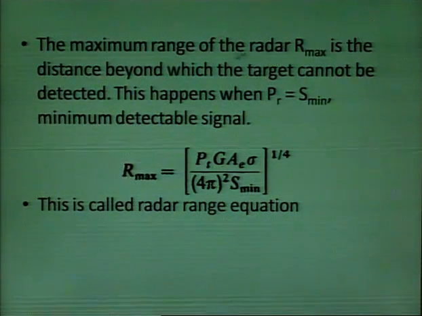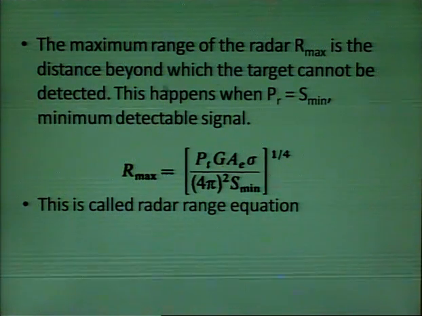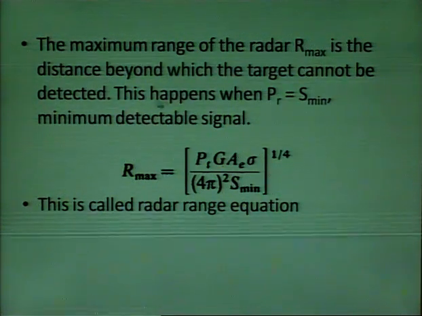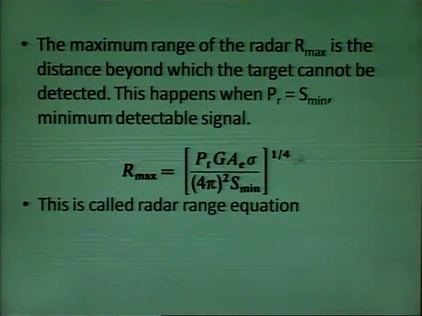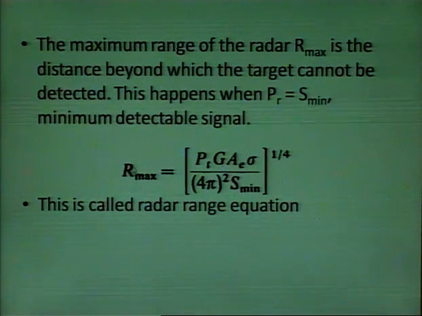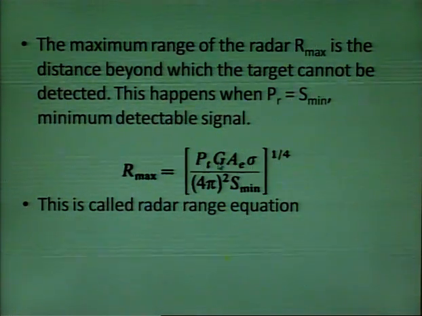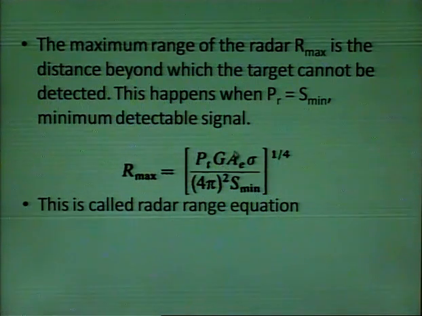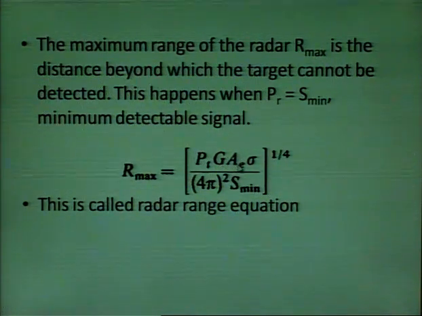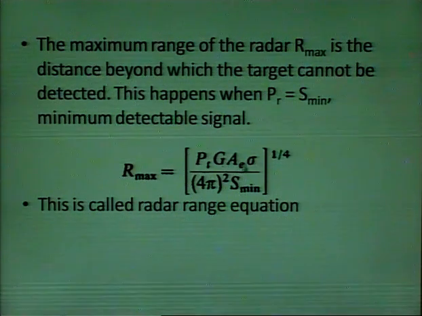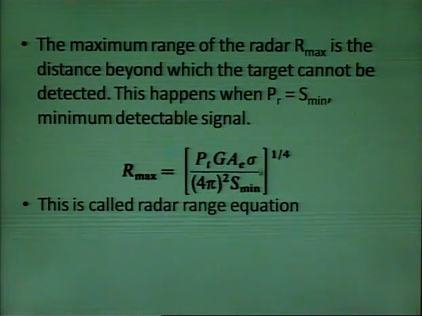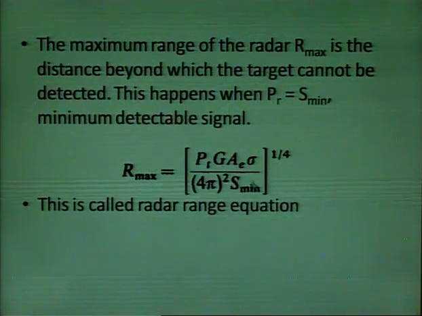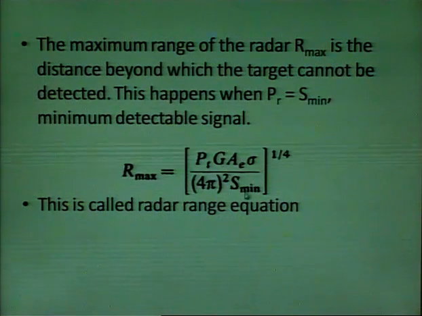The maximum range of radar is the distance beyond which the target cannot be detected, and this happens when PR is equal to S minimum, the minimum detectable signal. So R maximum depends on PT, the directional gain of the antenna, the effective area of the antenna, and the gain, over 4 pi square S minimum. The lesser the S minimum, the more the range.